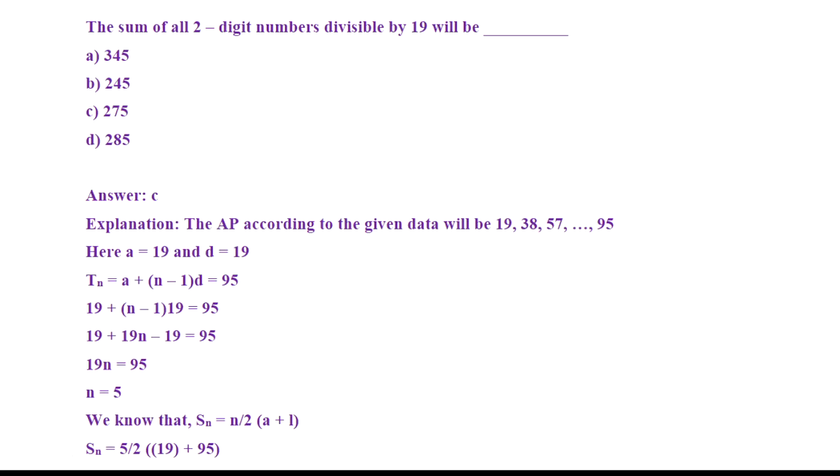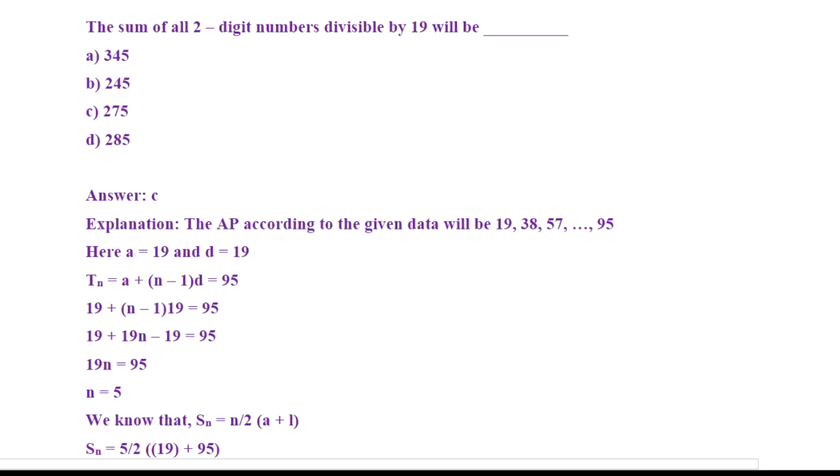So I know the first term. I know the last term. I can find the value of n. How do I find the value of n? Tn is equal to 95, it is given. So 95 is equal to 19 plus n minus 1 into d.